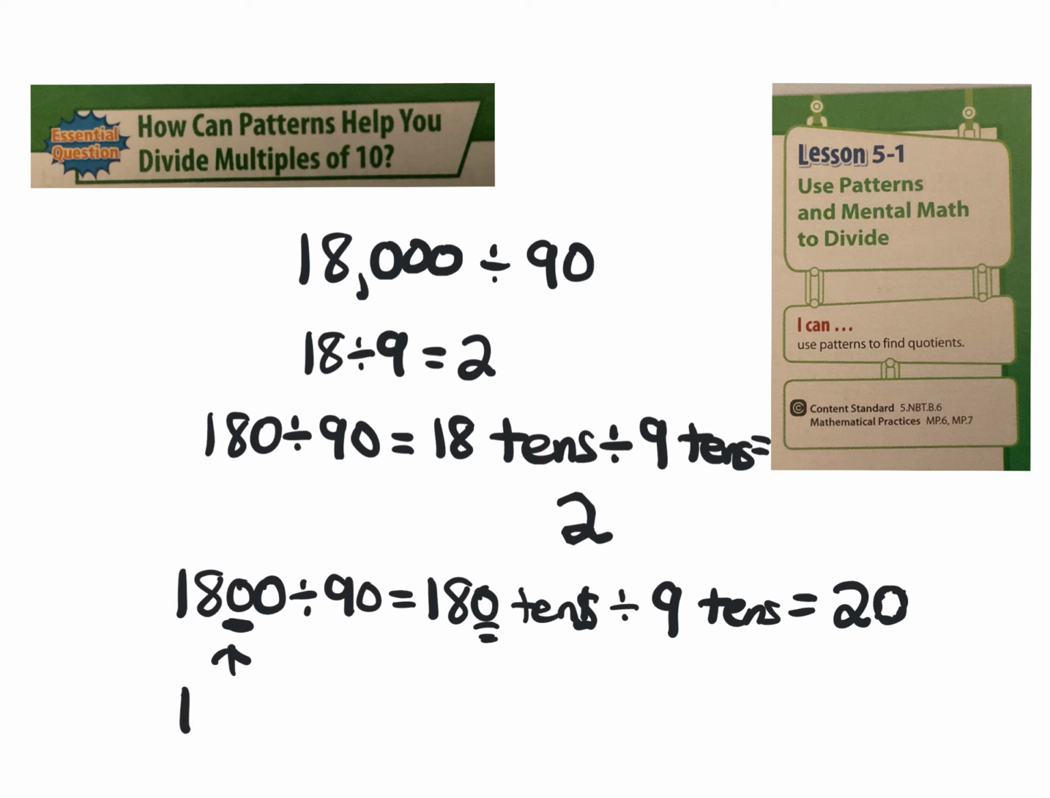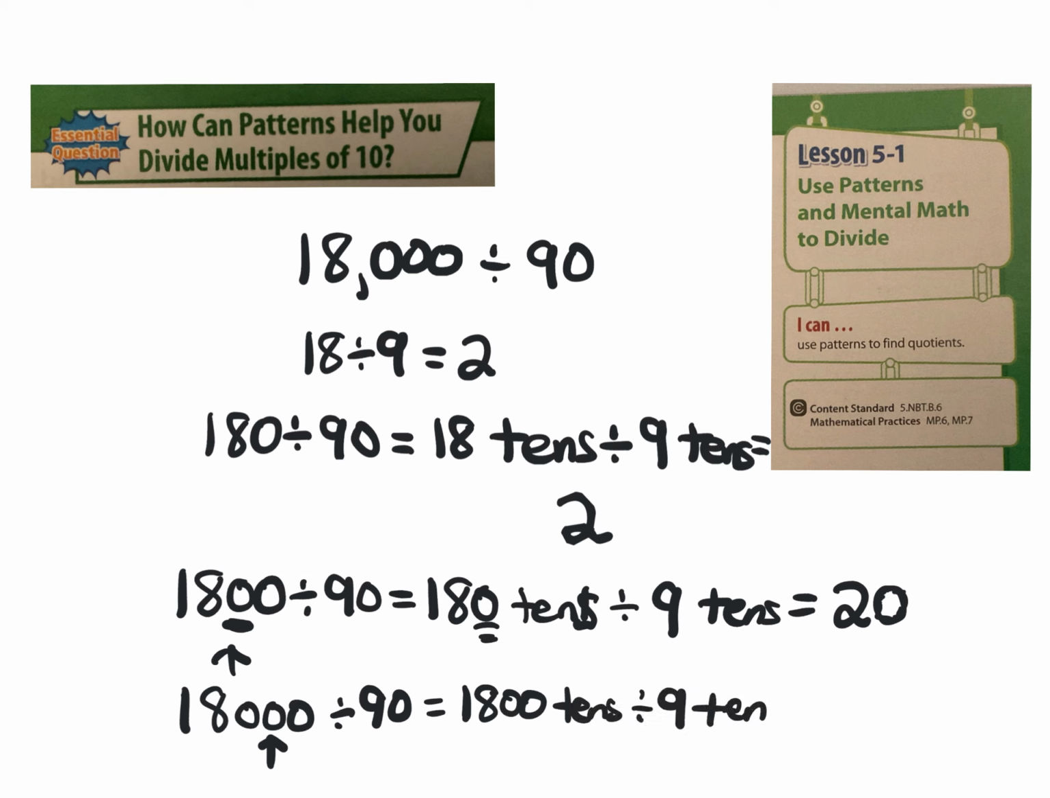Then finally, we do 18,000 divided by 90. So 18,000, we want to get to the tens place, is the same as 1,800 tens divided by 9 tens, which equals 18 divided by 9 is 2. And now we know we have 2 additional zeros, which gets us 200. So that means the jet can hold 200 passengers.